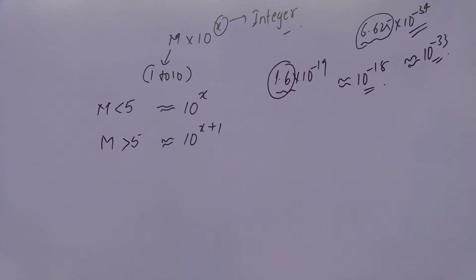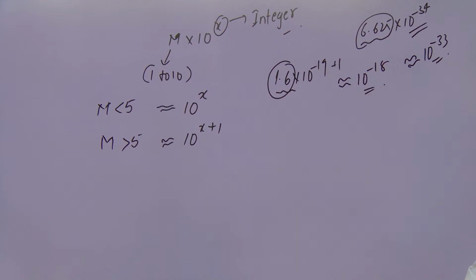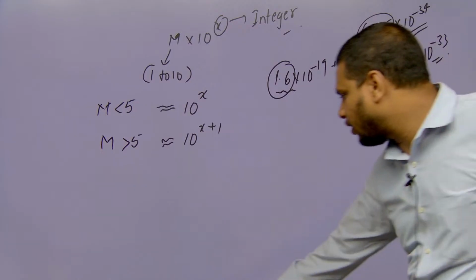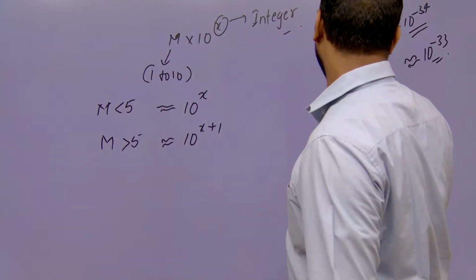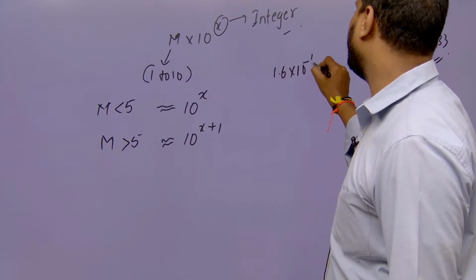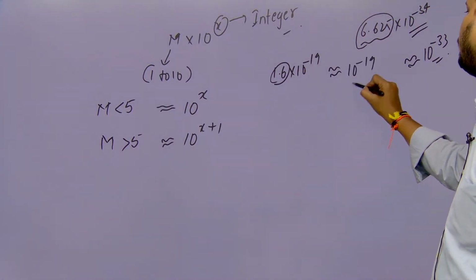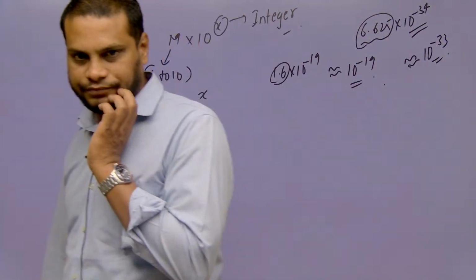Clear? 10 power minus 19 plus 1, minus 18? Sorry, it is less than 5, right? I'm confused, so what is the value? 1.6 into 10 to the power of minus 19. It is less than 5, right? So you can write approximately 10 to the power of minus 19.